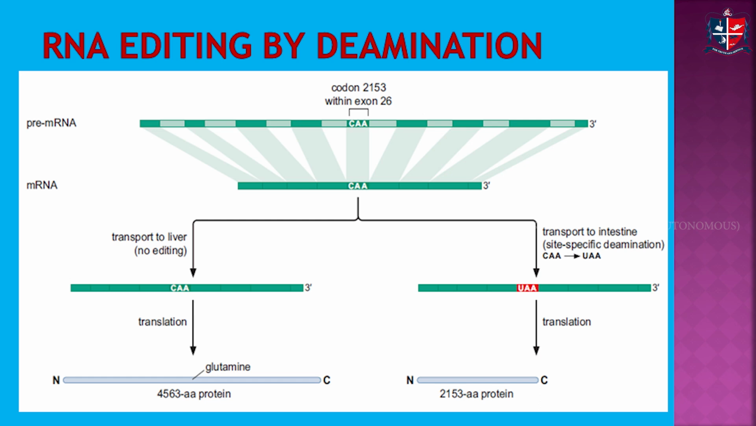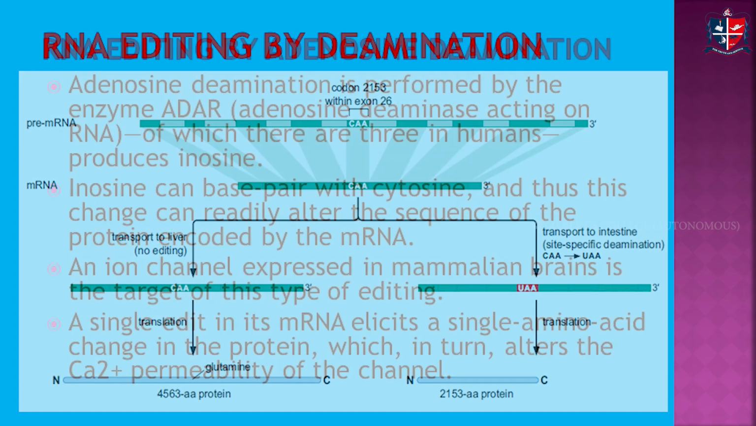In liver, there is no alteration. You'll get a protein of 4563 amino acids long, and the same RNA, when it reaches the intestine, due to the deamination of cytosine, you'll get the UAA or stop codon. You'll be getting a protein of 2153 amino acids length. And this shorter protein is also responsible for transportation of dietary lipids, but it is taking place in the intestine, different from that of the liver. So this is an example for RNA editing.